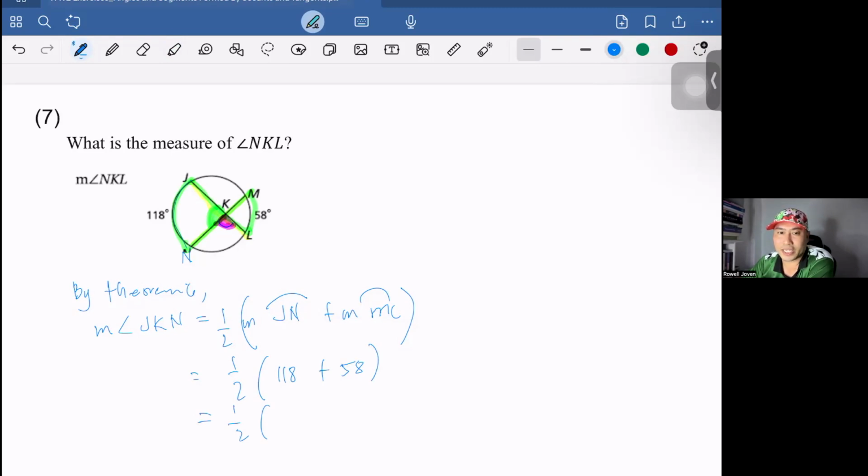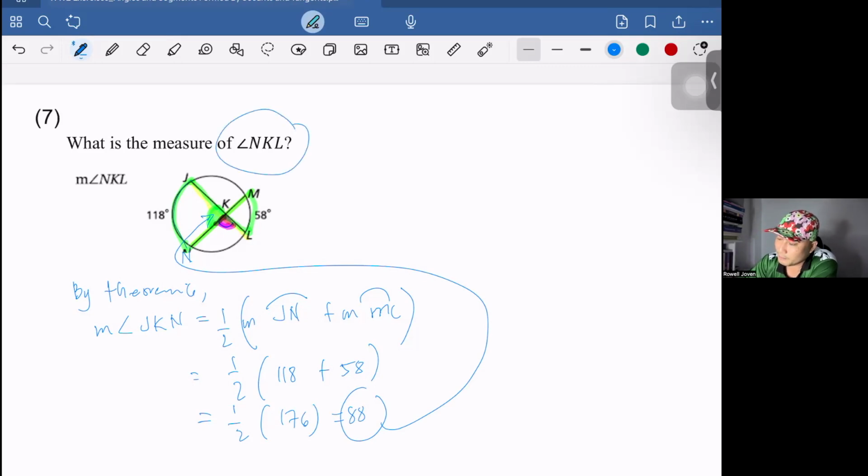Next, after that, what shall we do? Let us now simplify. That's problem number 7, right? So 118 plus 58, that's 176, correct? And if you simplify that, what is one half of 176? Divided by 2, we have 88 degrees. This angle here is 88 degrees, but we want NKL. So how do you get the measure of angle NKL?